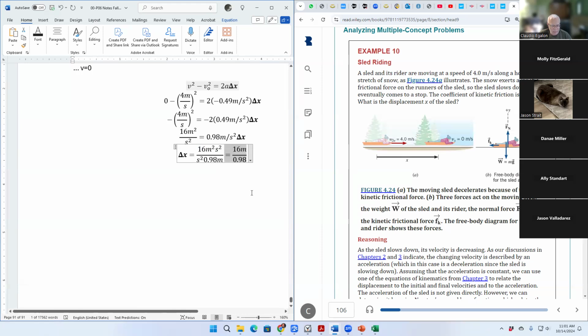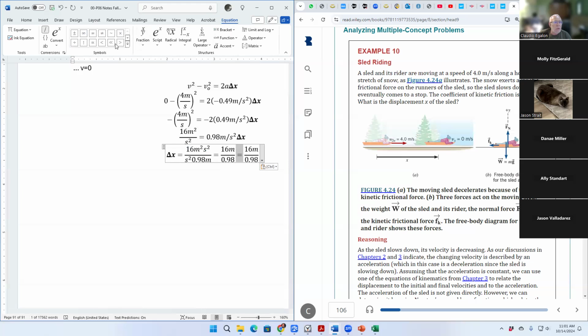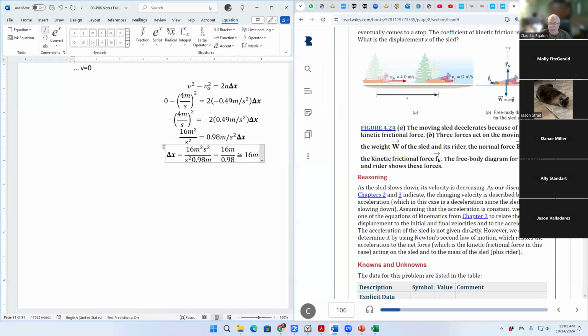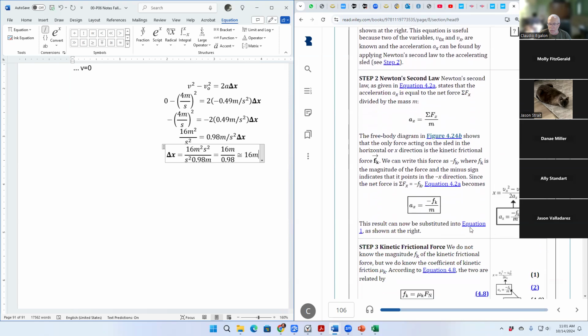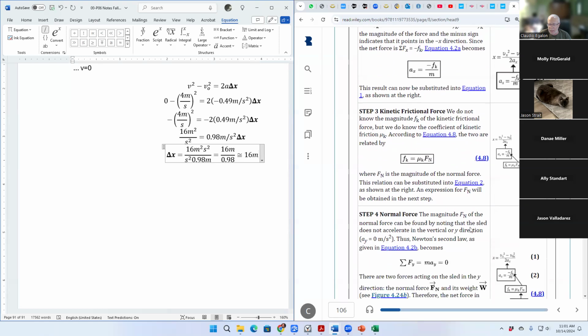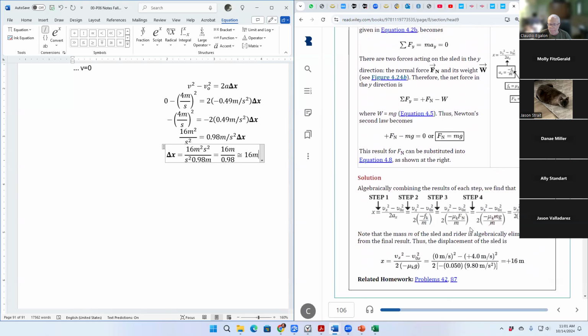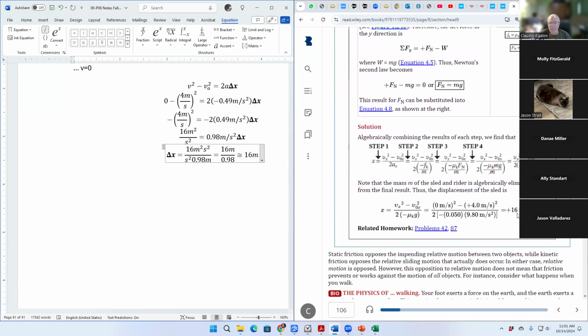And then you have to do the ratio here. This ratio is approximately 16, a little bit more than 16. I don't want to bother with doing this calculation. Yeah, it's approximately 16 meters, a little bit more than 16 meters because we're dividing by 0.98. Let's see if it's what the book found. The procedure here is the same as I did. Solution, yeah, 16 meters.